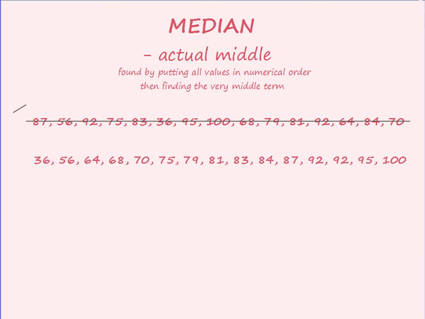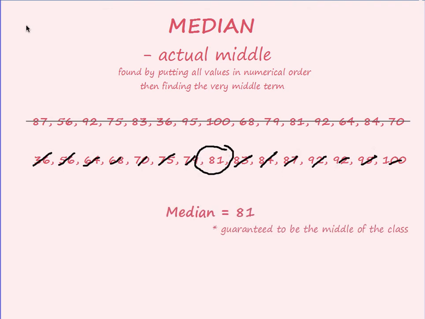Once that's done, we can find the median. One way to find the median is simply to start crossing off values on either end of our list until you make it to the very middle. Another way is to say, hey, we have 15 test scores. Half of 15 is 7.5. So I'm going to count in 7 test scores from either side, and I'm going to end up with one test score in the very middle, and that's going to be 81. So 81 is our median.